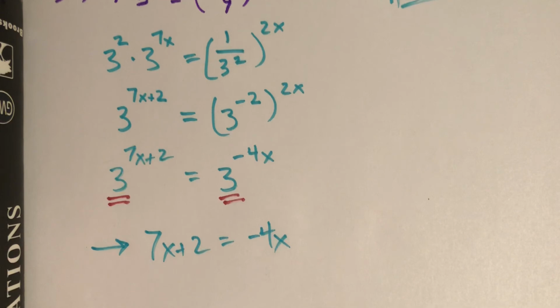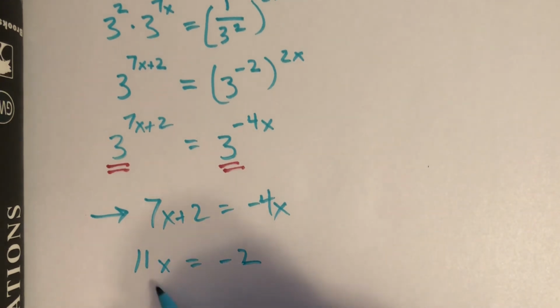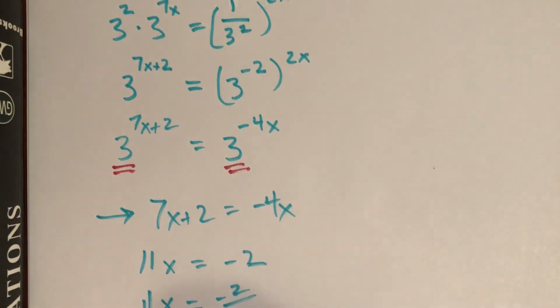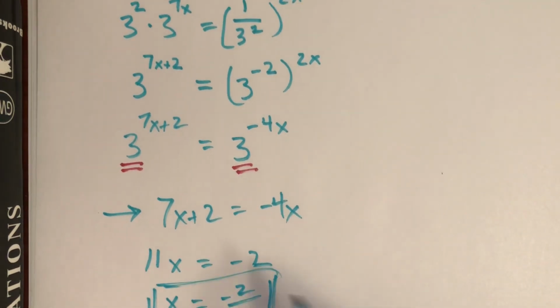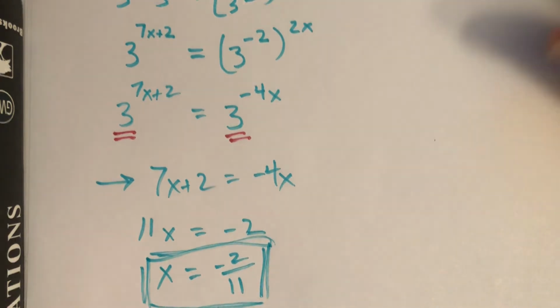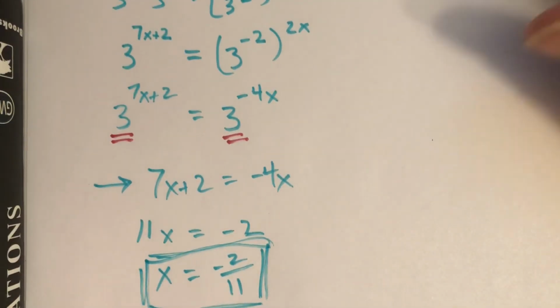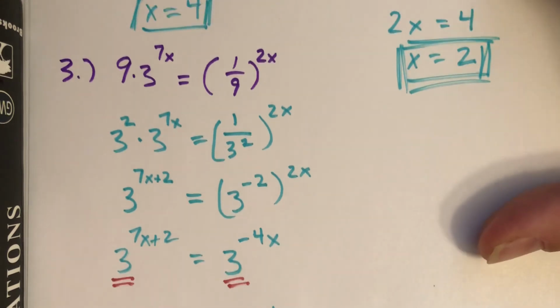And now we can solve this linear equation pretty quickly, right? We'll just add the 4x to both sides, and we get 11x, and we can subtract the 2 from both sides. We get negative 2. And then we can divide by 11, so x is negative 2 over 11. And there we go. Now, it would absolutely be in your best interest to plug this in to the original equation and make sure that it makes it true.